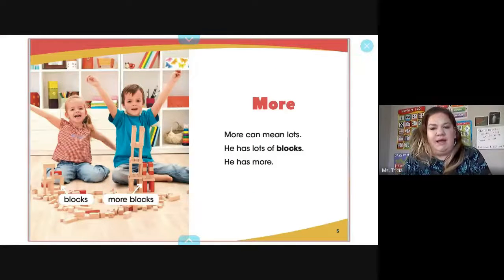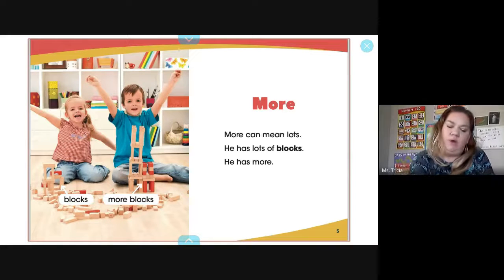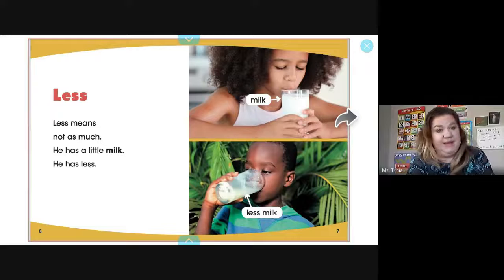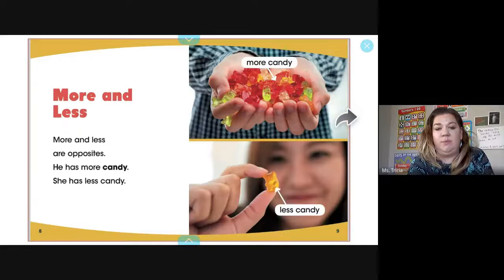More can mean lots. He has lots of blocks. He has more. Less means not as much. He has little milk. He has less. More and less are opposites. He has more candy. She has less candy.